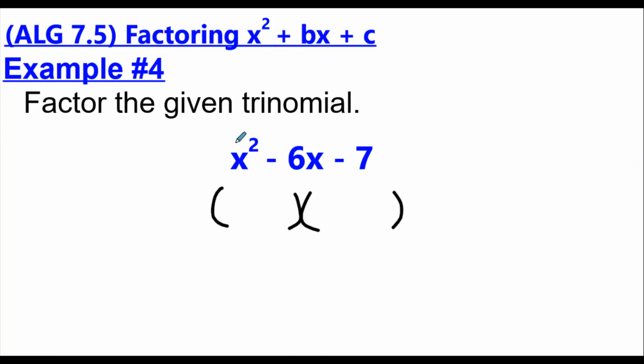So again, I've got an x squared. I know the first two positions must be an x and an x because x times x is x squared. The last two need to multiply together to give me -7. So let's think of some possibilities. A -1 and a +7, or a +1 and a -7. Those are the only two possibilities that multiply to -7.